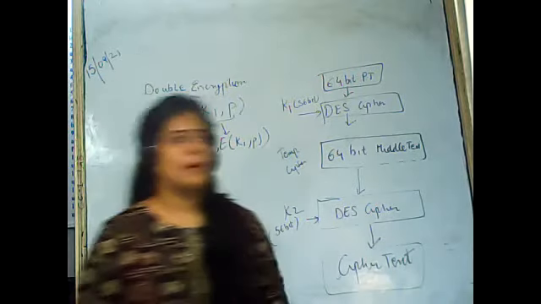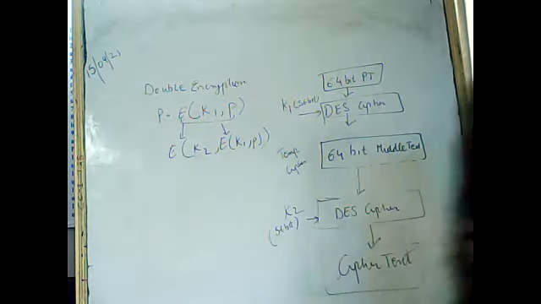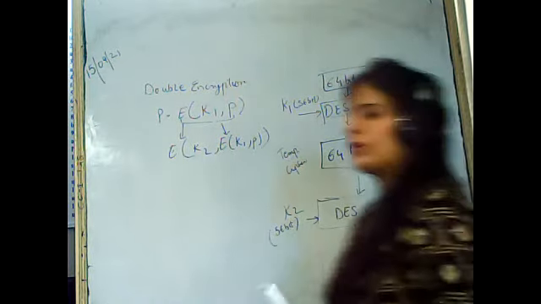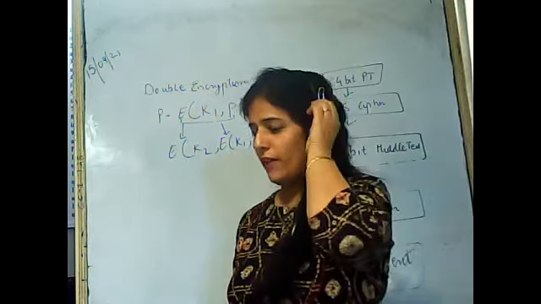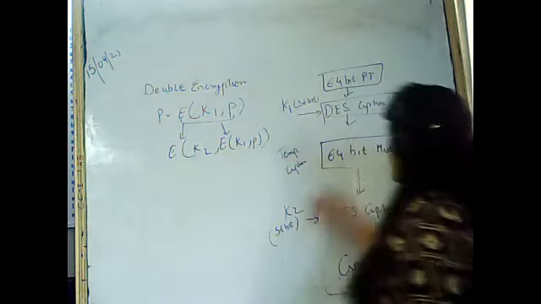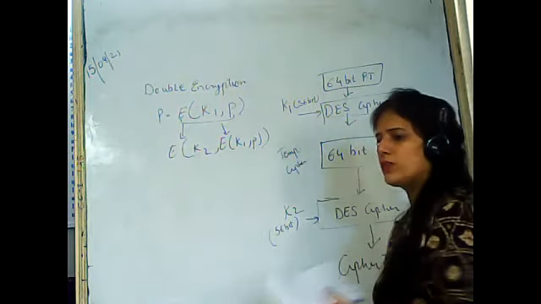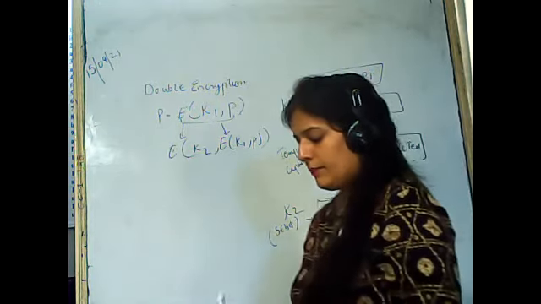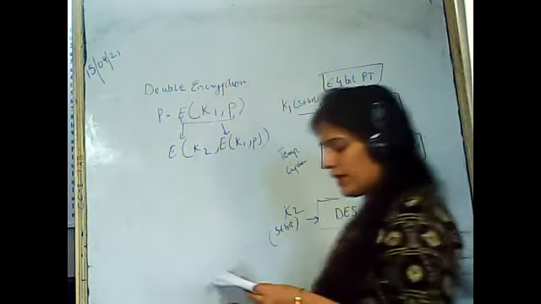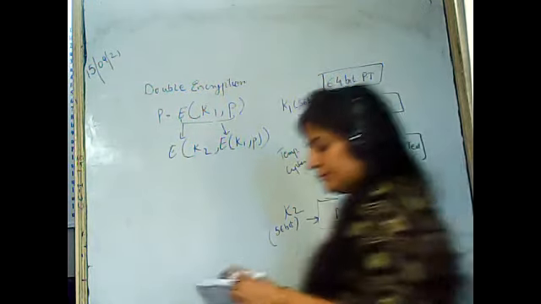Just remember one thing: in double DES we have to use DES two times, but every time we require a different key. So we have used K1 here, and again we will use K2. Clear? Now let's see the decryption part.